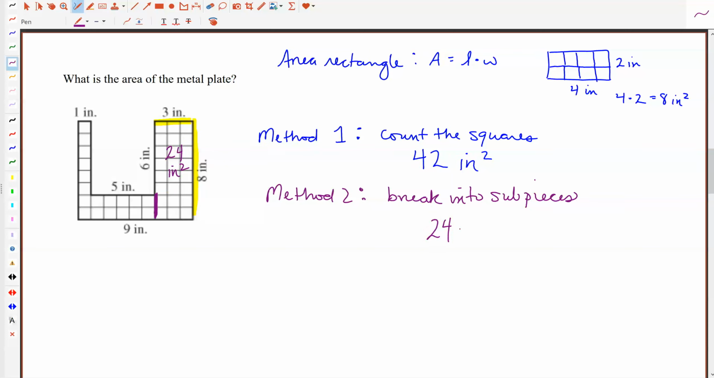Now down here at the bottom, this 9 stretches from edge to edge. So I've already accounted for a couple of those squares on this right piece that I found. But if I know that 9 stretches from edge to edge, right, so from here to here, but I've already accounted for 3 up here, then what must be left over in this region right here would be 9 minus 3, or 6 inches.